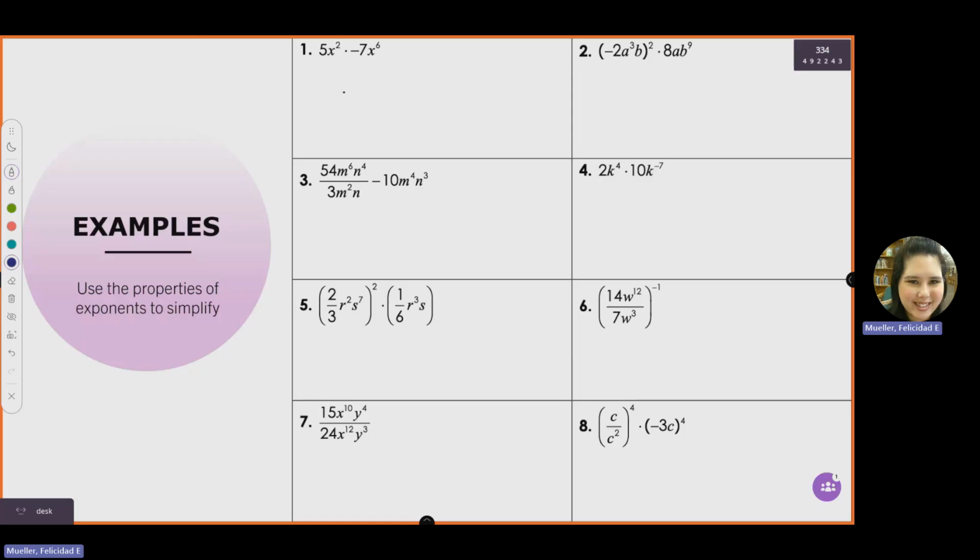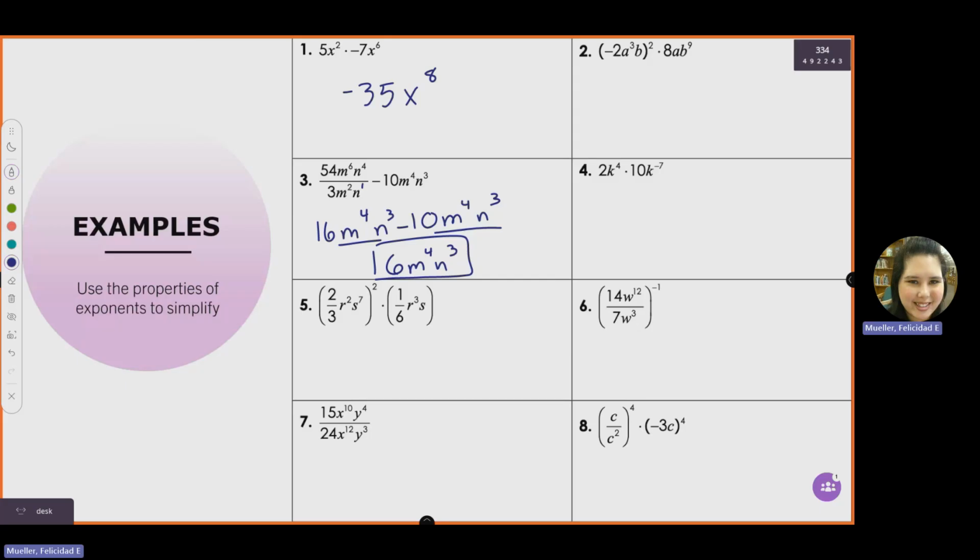So 5 times negative 7 is negative 35. 2 plus 6 is 8, so negative 35x to the 8th. I'm going to do all the odds first. So we're going to divide by 3 first here and get 16. You're going to leave the variable where the larger exponent is. So my larger exponents are in the top. So 6 minus 2 is 4. 4 minus 1 is 3. Since they have the same variables with the same exponents, we can combine like terms and get 6m to the 4th and cubed as my final answer on number 3.